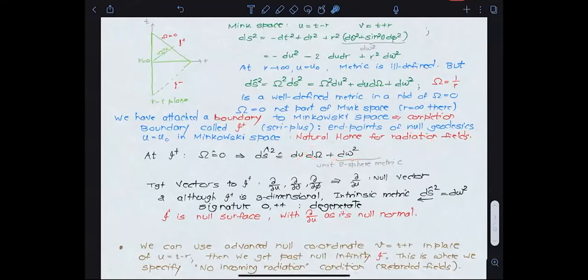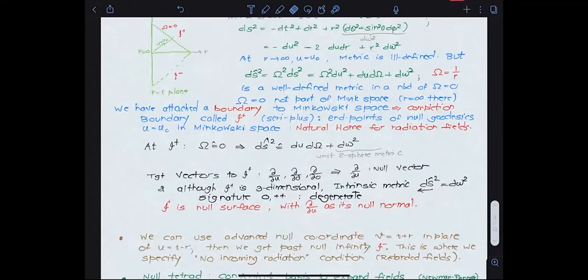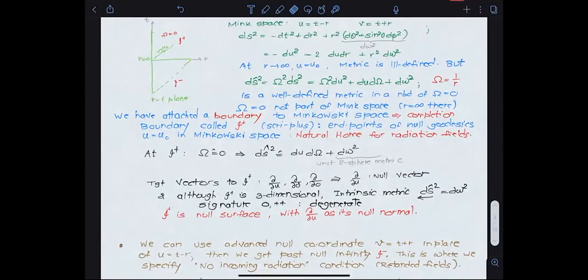There's no du squared term. Therefore, if I take the metric g hat ab and contract with d by du on both slots, I just get 0. Therefore, this is a null vector. And therefore, although scri is 3-dimensional, coordinatized by u, theta, and phi, the intrinsic metric, if I pull back the metric to scri and contract only with vectors which are tangential to scri, is just the two-sphere metric and it is degenerate.